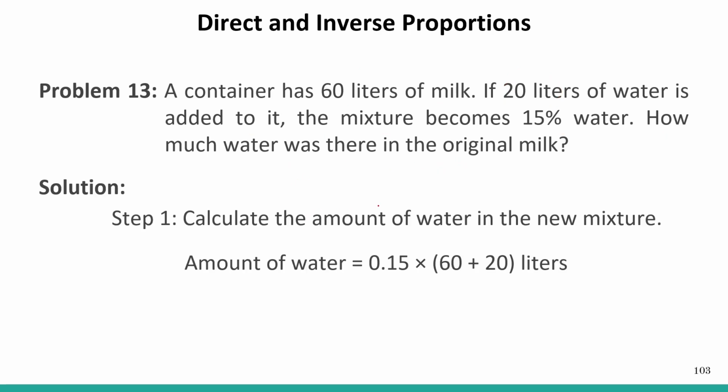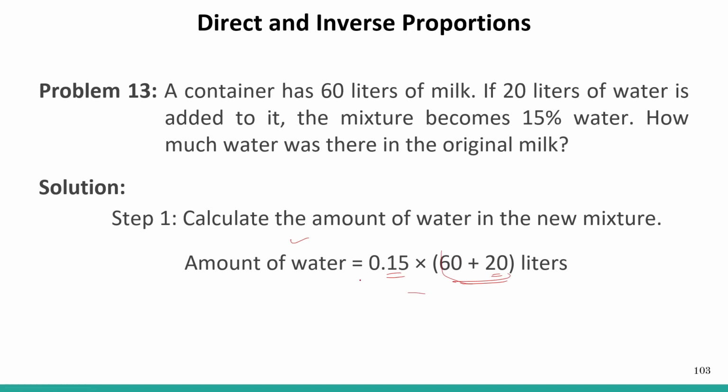So let's calculate the amount of water in the new mixture. Amount of water is equal to 0.15 into (60 + 20) liters. Because the container had 60 liters of milk, and we added 20 liters of water, that's why we added 60 with 20, and the mixture becomes 15% water. So this is the amount of water.